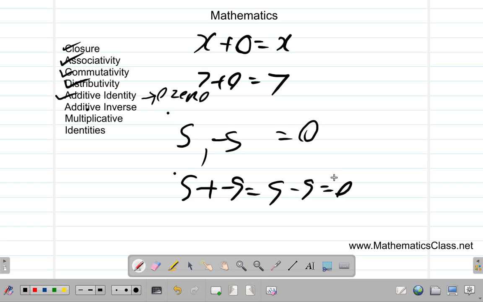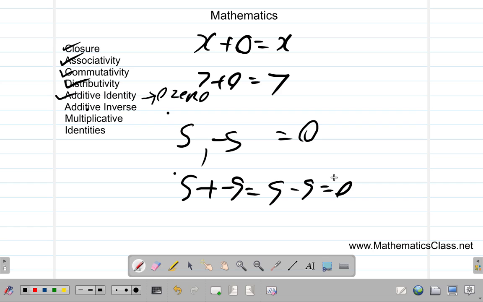In fact, when you have a number, the additive inverse is the same number with a different sign. If you want to find the additive inverse of negative 5, positive 5 is the additive inverse, because the two of them add to zero. So, if you have 5, the additive inverse of 5 is negative 5, because they add to give you the additive identity 0. You see?